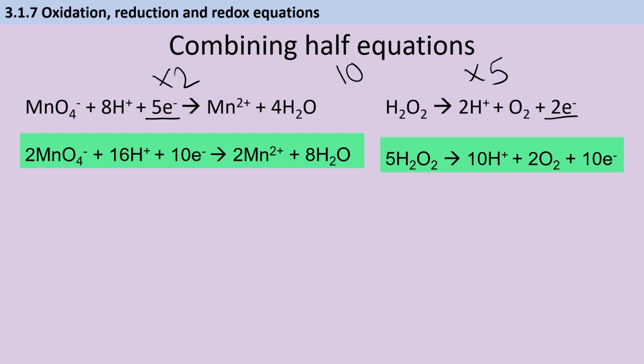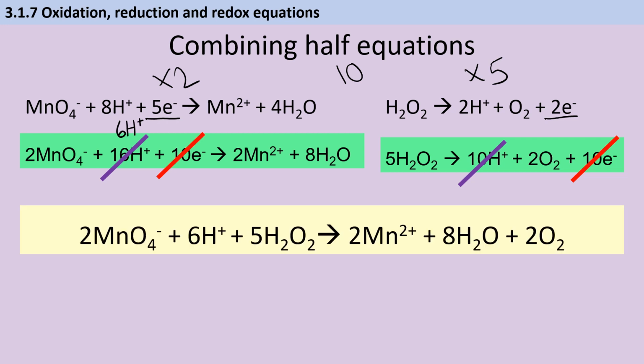This then gives me these equations, and now I'm able to cancel out the electrons, but I'm also able to cancel out some of the hydrogen ions. So I can cross out the 10 and I can replace my 16 with just 6. And now I'm able to join those two equations together to produce an overall equation that looks like this.